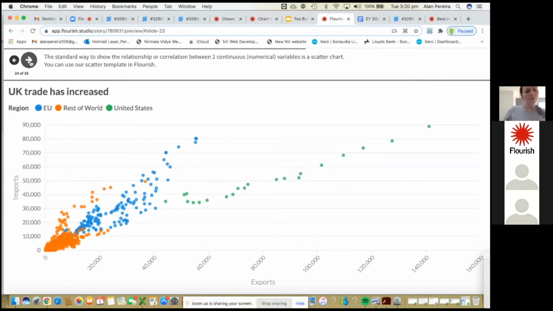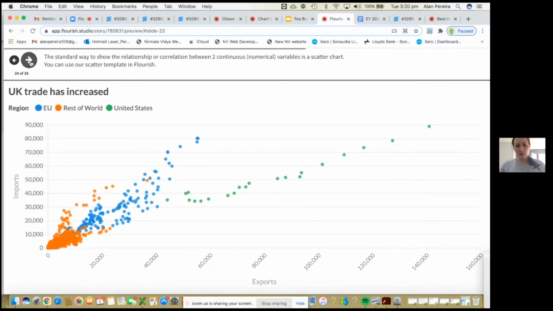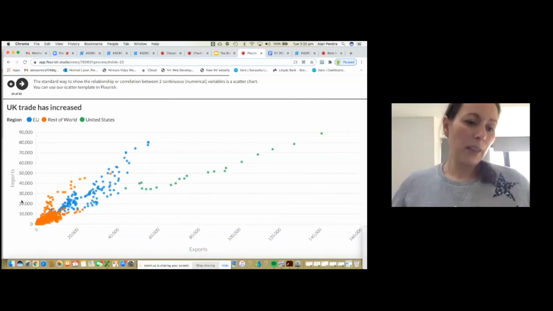So the standard way to show correlation between two numerical variables is a scatter chart, and we have the scatter template in Flourish. So here we are using a numerical value on both axes, the y-axis and the x-axis, imports and exports, not a category like we were in size and magnitude, or a time dimension like we were in change over time. And this is so we can see how these two variables are related to each other.